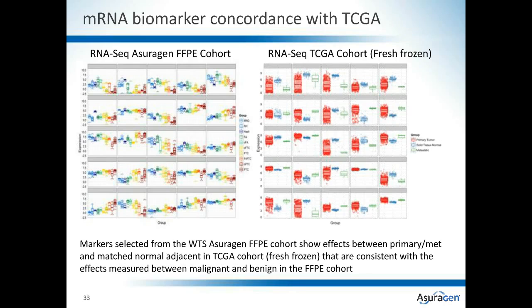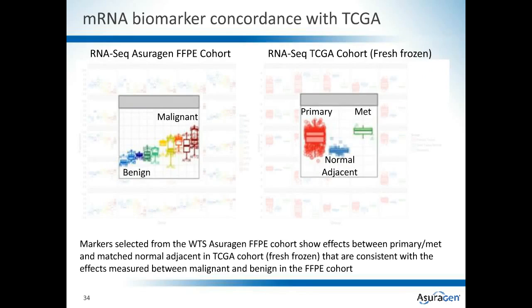So what this plot is showing, as you can see when you look at the same marker in both plots, is that markers that are downregulated in malignant samples are showing downregulation in the primary and MET relative to the normal adjacent in TCGA. And just to zoom in on one of those markers that's showing upregulation in a malignant set of samples in the FFPE cohort, here we're seeing a concordant upregulation in the primary and MET relative to the normal adjacent in the TCGA fresh frozen cohort.